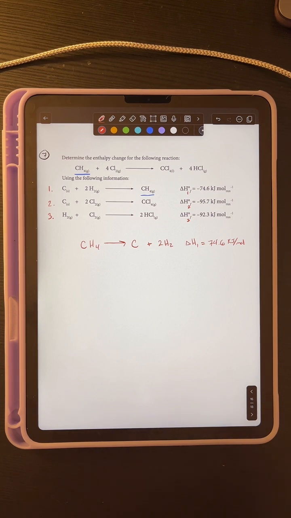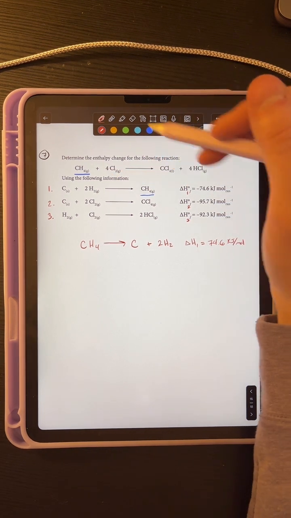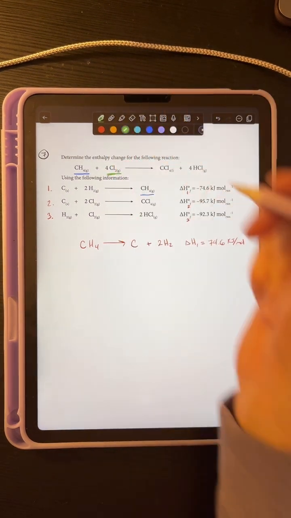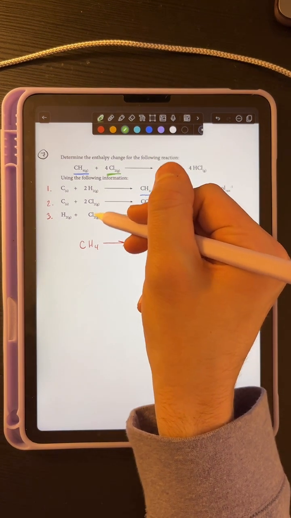Yes, we're going to change the sign. That's exactly what we're doing. All right. So now let's go ahead and look at our next reactant. Well, our next reactant is Cl2. And it looks like we have a couple Cl2s here.